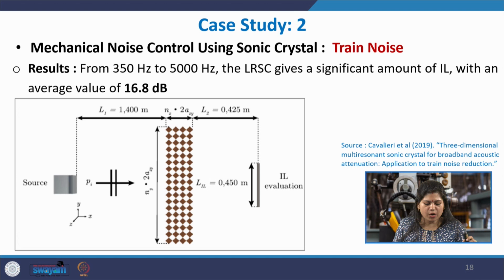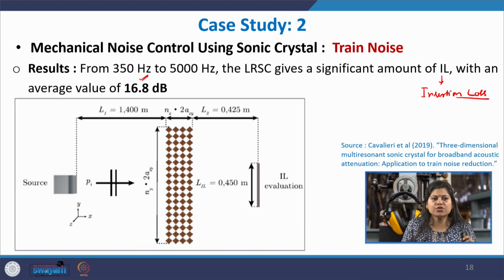The results were obtained using this sonic crystal, and a big 16.8 dB of insertion loss was observed when these sonic crystal barriers were installed. So, this was a huge reduction in the insertion loss.